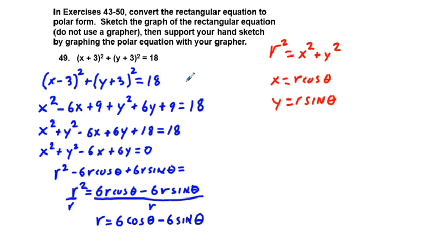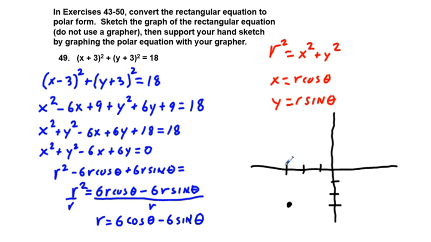Okay, and now graphing this original equation, we have x plus 3, so that's going to move the center of the circle 3 units to the left. And we have y plus 3, which is going to move the center of the circle 3 units down. So our center is going to be right here at -3, comma -3.